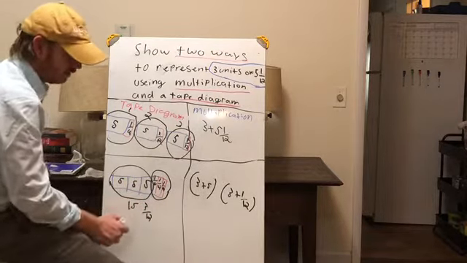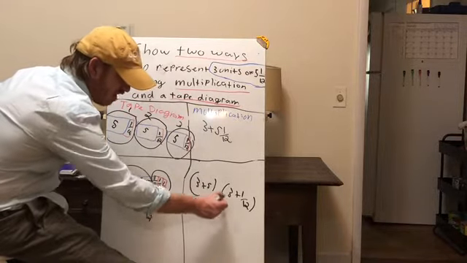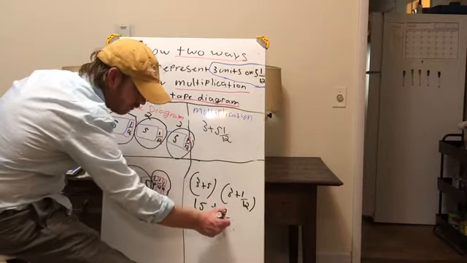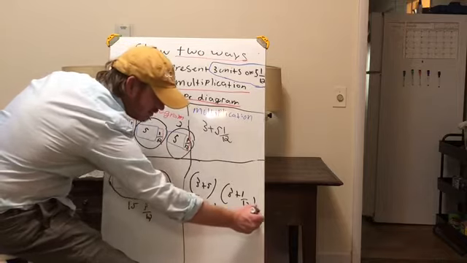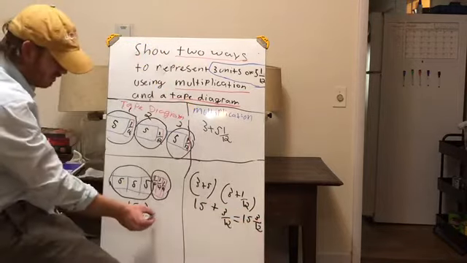And we can check that here. We have 15 plus 3 times 1 over 12, so 3 over 12, to give us 15 and 3 over 12. It matches up.